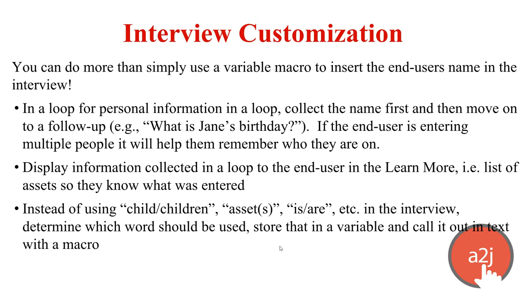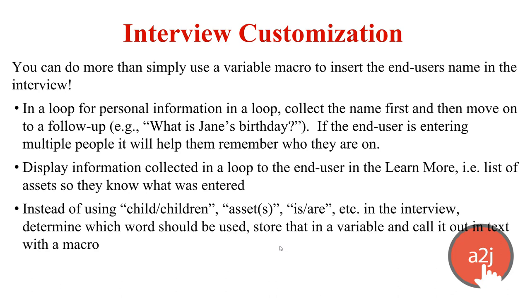You can do more than simply use a variable macro to insert the end user's name in an interview. In a loop for personal information, you can collect the end user's name first and then move on to follow-up questions. So for example, if you have a series of questions about their children, you can ask for the child's name up front and then use that name to say, what is Jane's birthday? Who is Jane's father? Where does Jane live? What school does Jane go to? To help remind the end user which child or person they're talking about, and to help guide them and give them context to the series of questions.